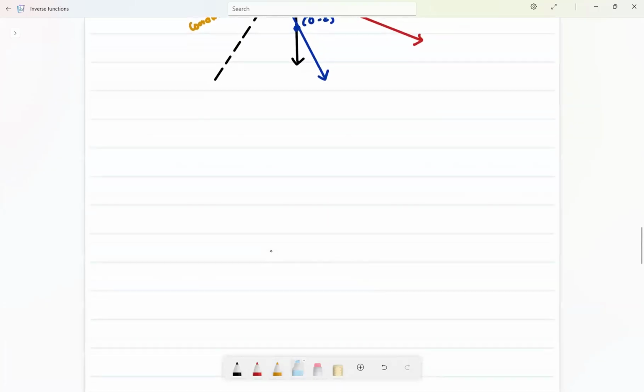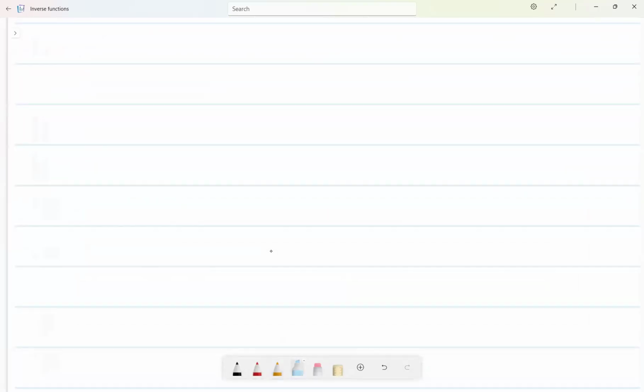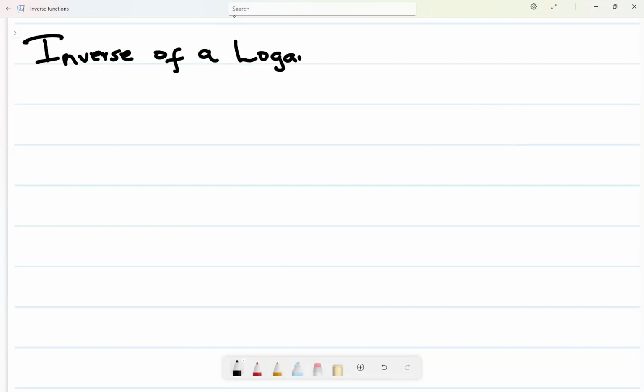Now I want us to look at this one. Before I end with the inverse of a parabola, let us look at the inverse of an exponential graph.